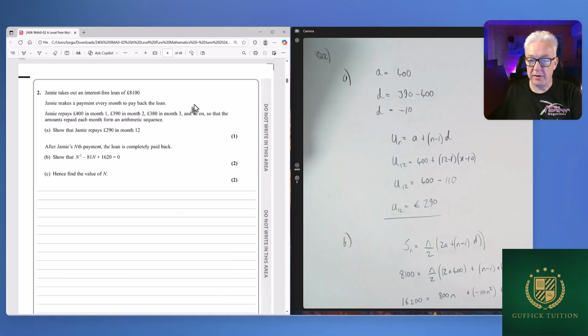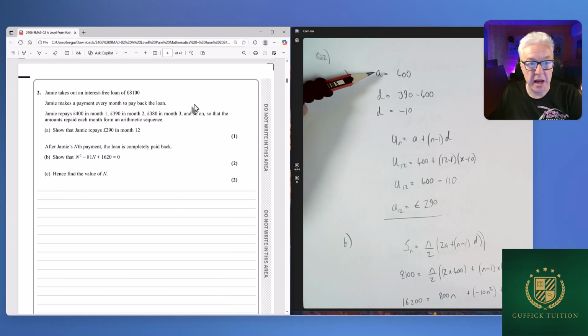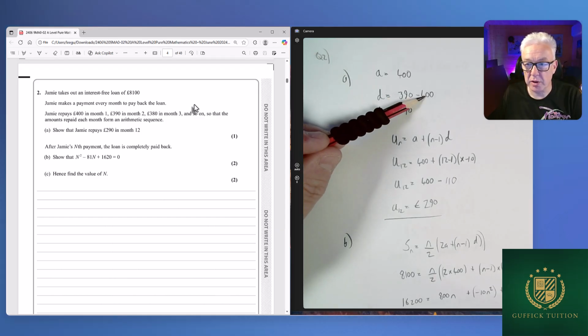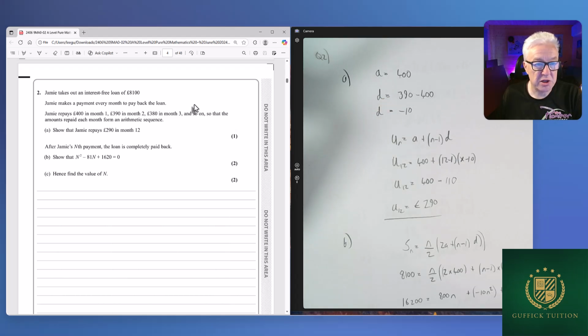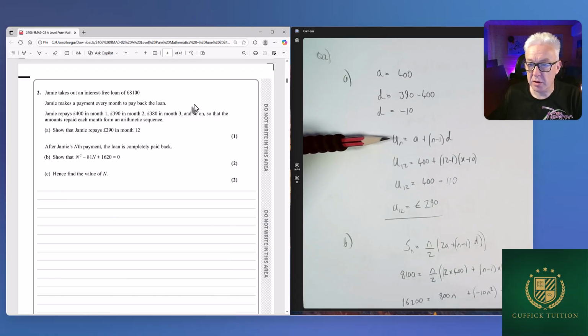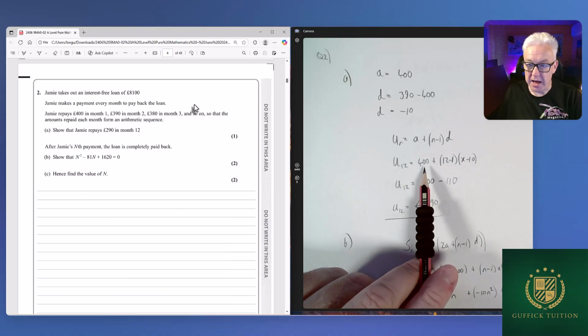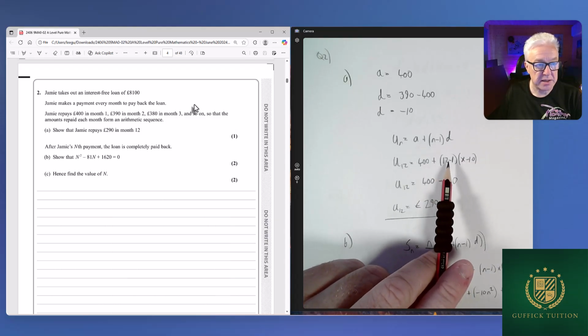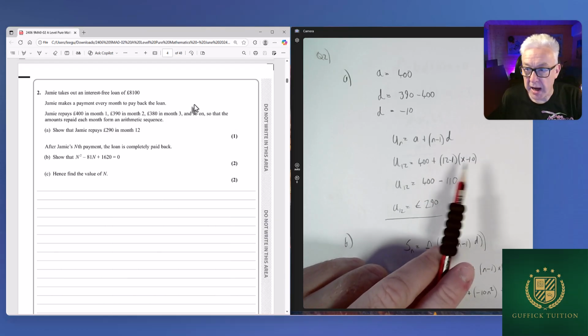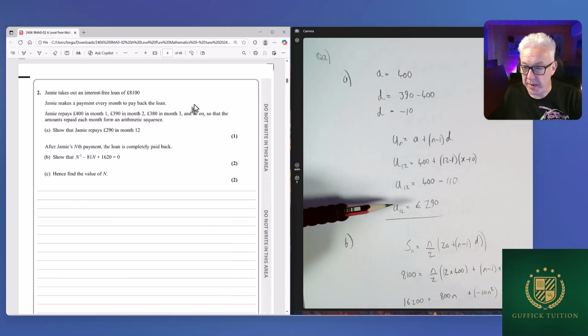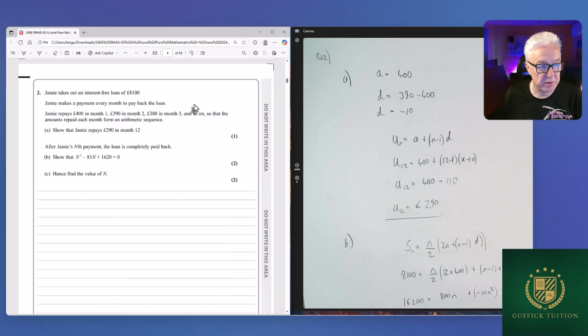So we have here an arithmetic sequence where the first term a is 400, and the common difference is 390 take away 400, which is minus 10. So basically Jamie's paying back £10 less each month. The nth term of an arithmetic sequence is given by un equals a plus n minus 1 times d. Our a is 400, our n in this case is 12, and the common difference is minus 10. So basically in month 12, Jamie's going to be paying back £290.